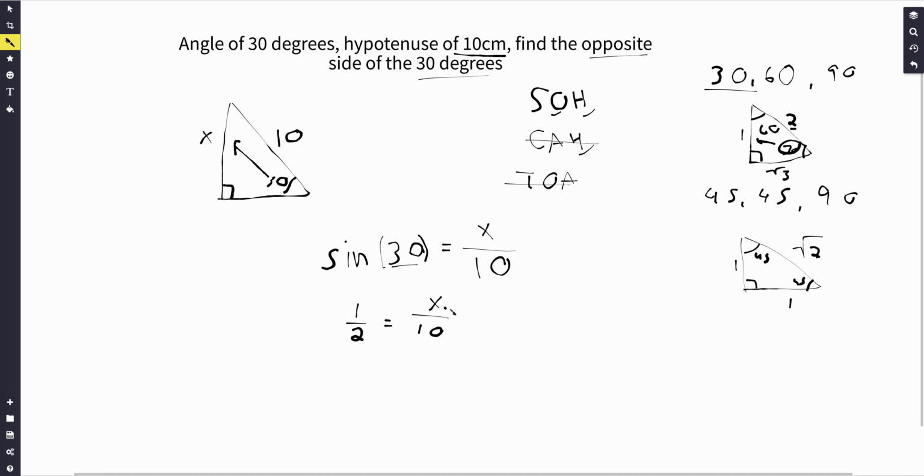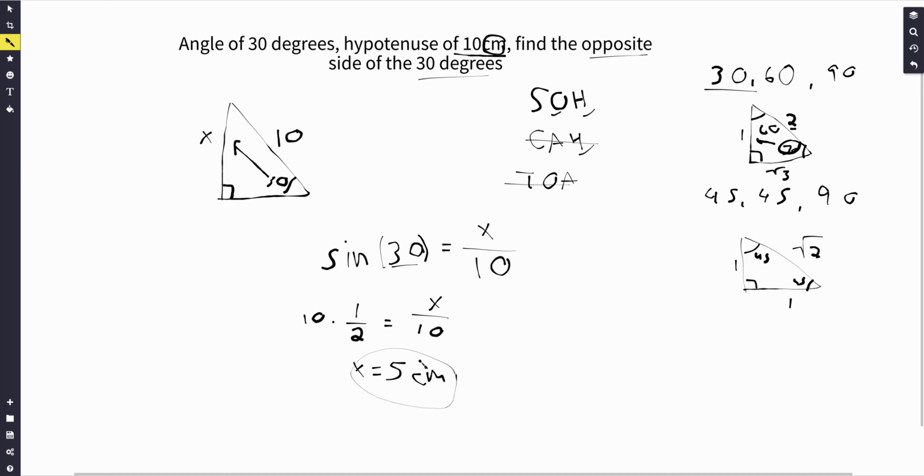Now we know that's equal to x over 10. Multiply the 10 to this side. That will be x is equal to 5. We're not done yet though. We need to make sure we include the centimeters. So x is equal to 5 centimeters would be the answer to this question.